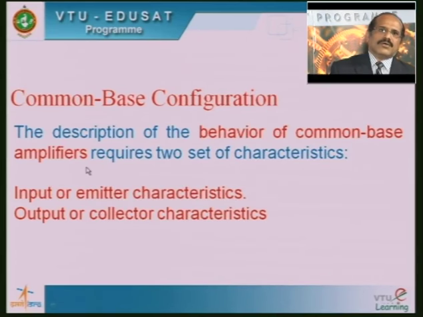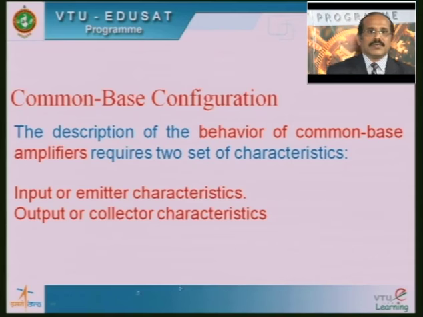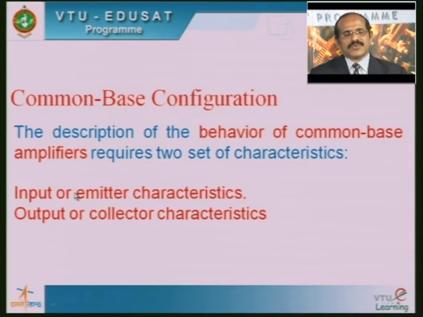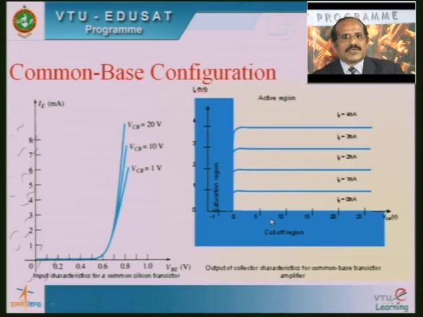In order to explain the behavior of the common base amplifier, we need to study both the input and output characteristics of the BJT in common base configuration. Since the base is common to both input as well as output, this is called common base configuration. Here, the emitter acts as the input terminal, whereas the collector acts as the output terminal. What you can see on the left side of this slide shows the input characteristics of the common base configuration of the BJT.